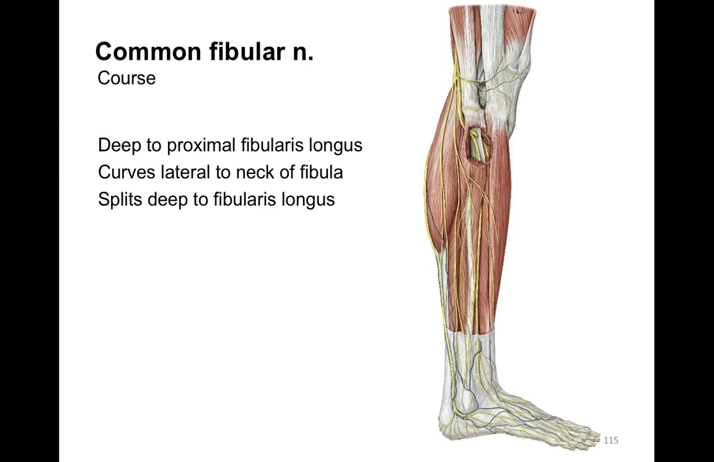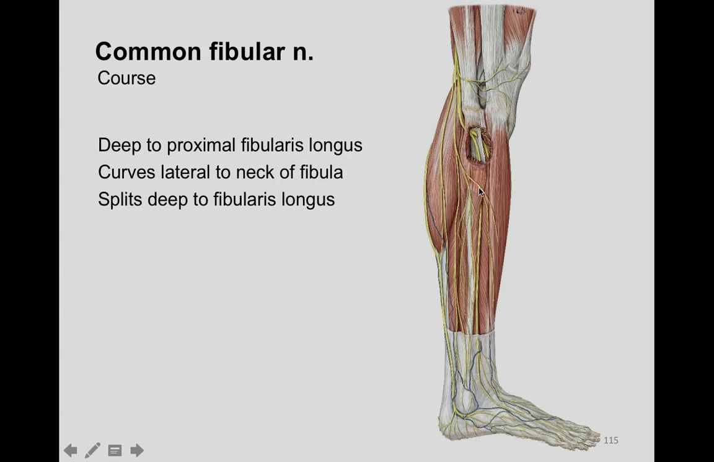Common fibular nerve is a major peripheral nerve of the leg, so let's review its course just as we did with the nerves of the thigh. We'll find that the common fibular nerve is a bifurcation of the sciatic nerve, and it approaches the proximal aspect of fibularis longus, where it will dive deep to that muscle. This is going to occur at the neck of the fibula, where the nerve will curve laterally, and then split into a deep and superficial fibular nerve.